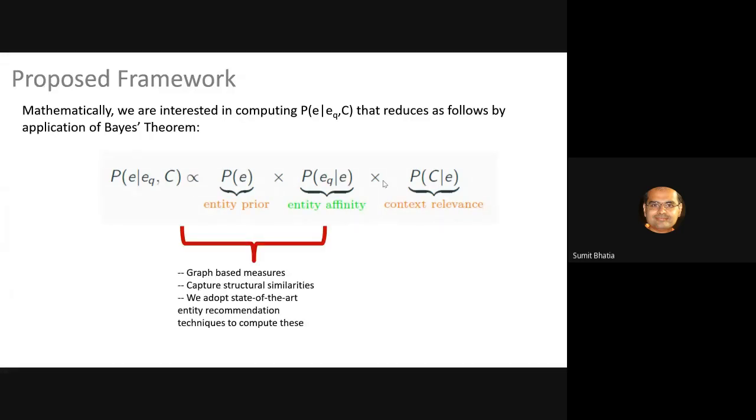So now the first component, entity priors and entity affinity, we can compute by using graph-based metrics, right? Note that in these two components, we only have entities involved. If entities are involved, we can just use graph-based metrics that capture structural similarities of the graph. These could be measures such as graph-based distances or some other state-of-the-art measures, which I'll discuss later. These are all derived from the graph.